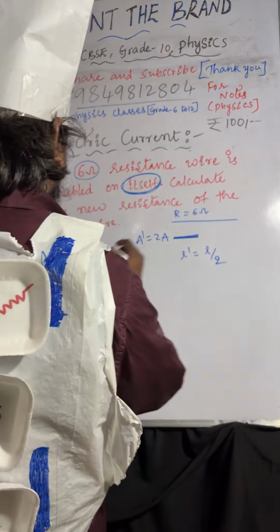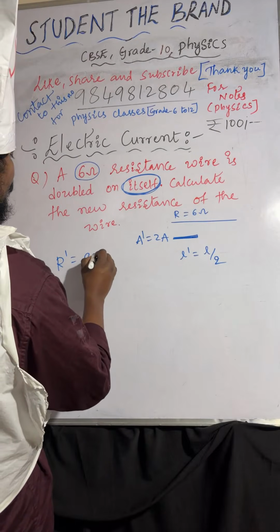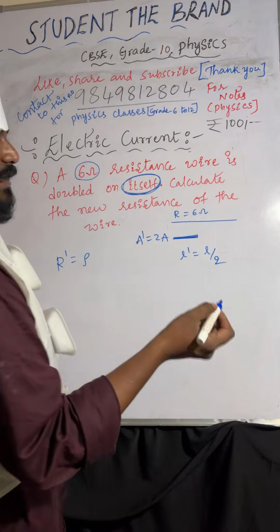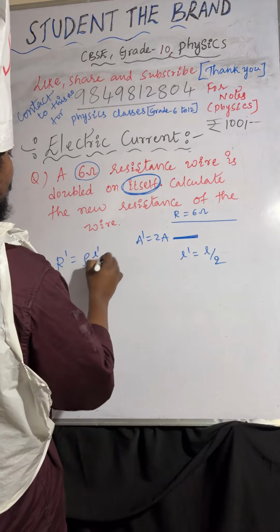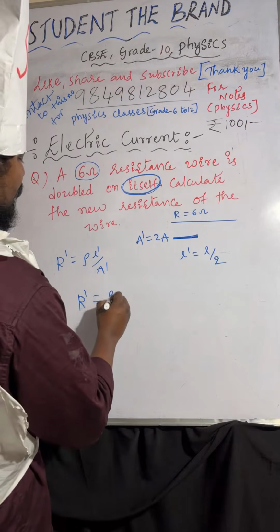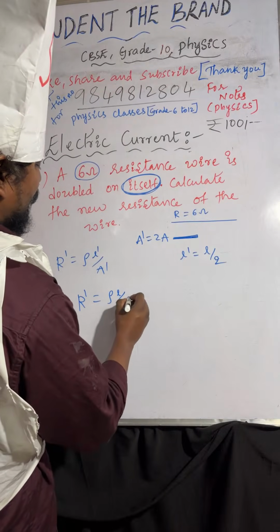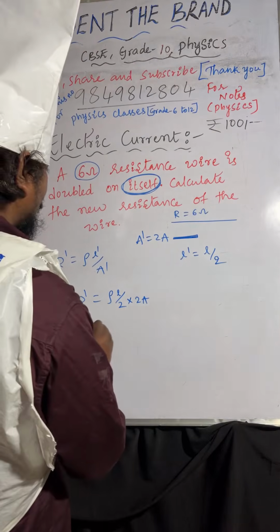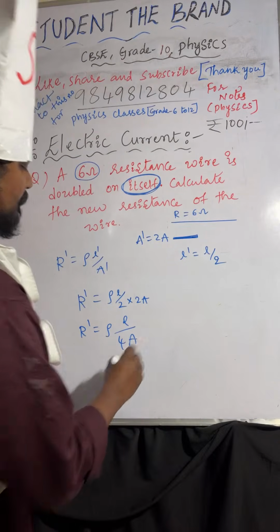Now the formula is R dash equal to rho into L dash by A dash. Rho is the same, so no changes, the metal is not changing. Then R dash equal to rho into L dash, which is L by 2, and A dash equal to 2A. Then you'll get R dash equal to rho into L by 4A.